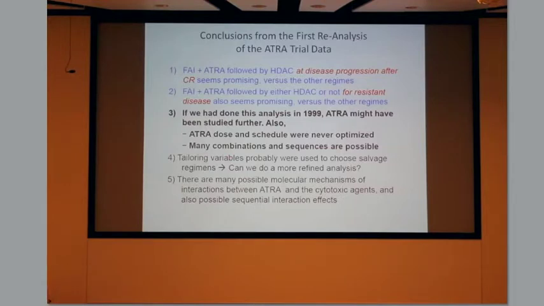Tailoring variables probably were used to choose salvage regimens, but those were not in the database. So there's additional information that we could have gotten that we didn't have, and I really wonder what those tailoring variables were that we used to choose the salvages. Could we do a more refined analysis? And then if you go deep into it, there are many possible molecular mechanisms for what could be going on between the ATRA and the cytotoxic agents.